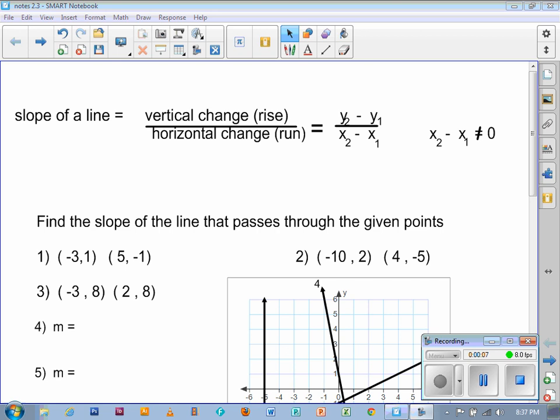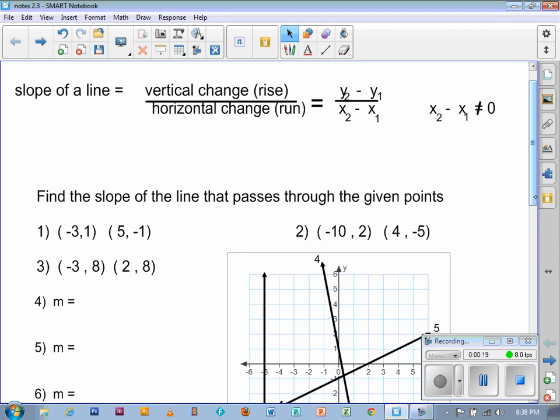Today's lesson is on linear functions and slope-intercept form. Hopefully this lesson will be a review for you from Algebra 1. I think what we'll do first is start by talking about what slope is. When we deal with linear functions, we need to know basically how to measure the steepness of a line.